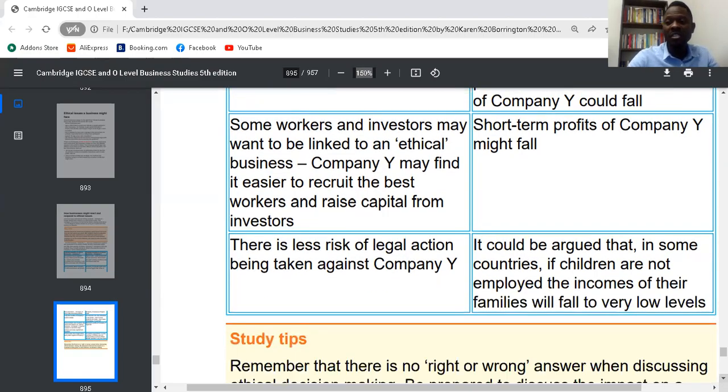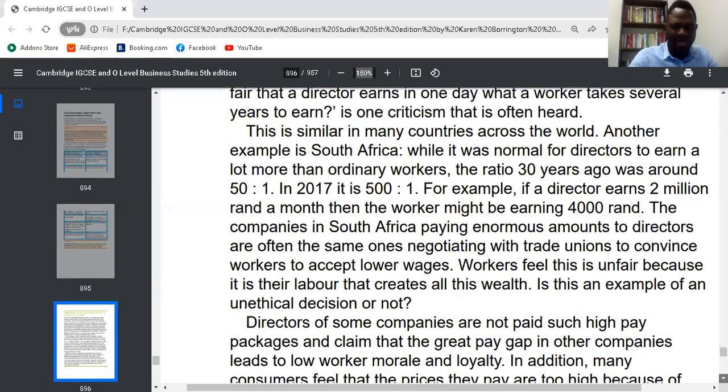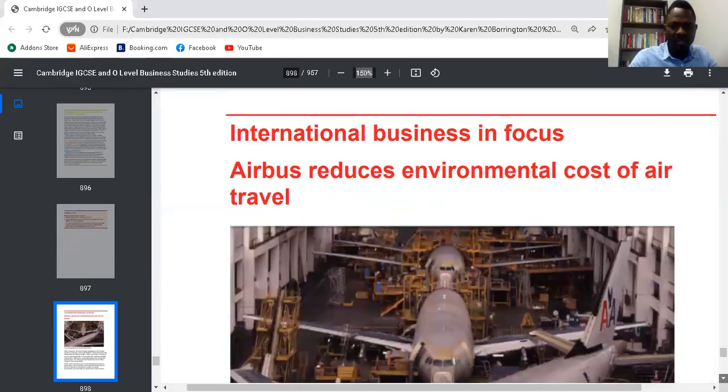It could be argued that in some countries, if children are not employed, the incomes of their families will fall to very low levels. So the argument is that child labor is also helping the society, the family. Some families are so poor that those children need to work to support the family. If we don't give them jobs, how would they be able to support their family? And you said we shouldn't employ children. Do you get the point here? That's their own argument. That's why they don't want to be socially responsible. That's why they are unethical. Is it clear? Any question about it? It ended there.